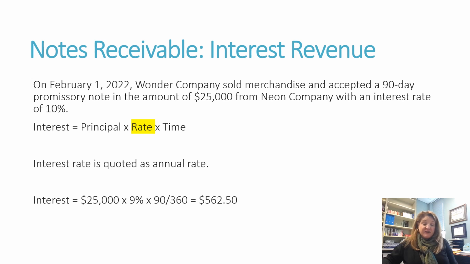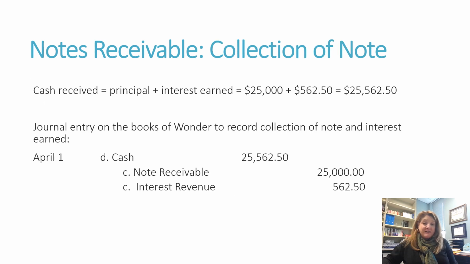So 9% is the interest rate for a year. We're not borrowing or lending for a year. We're borrowing or lending for 90 days, and that's why we're doing 90 over 360.